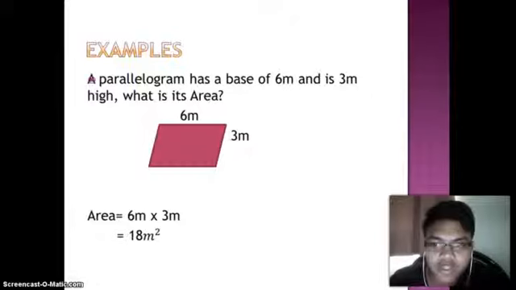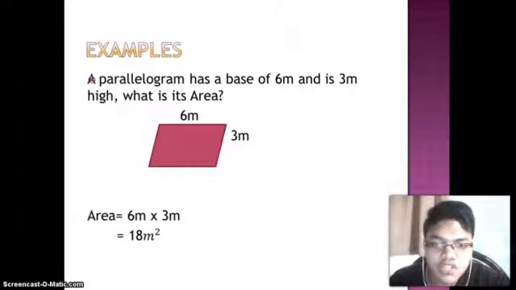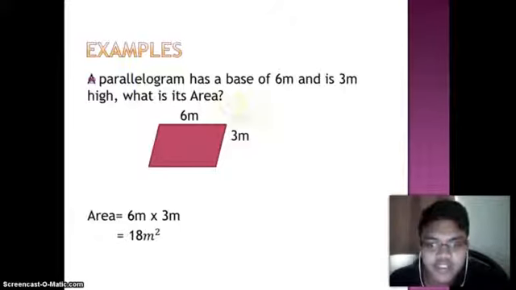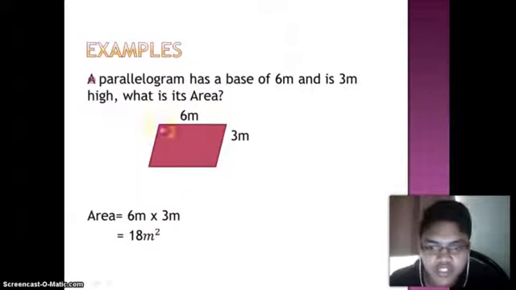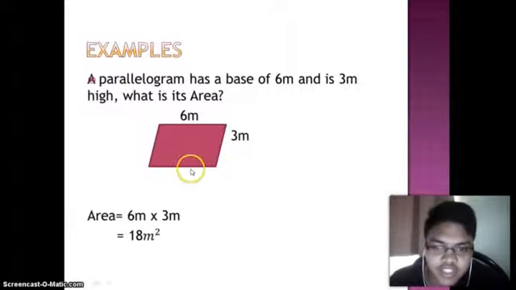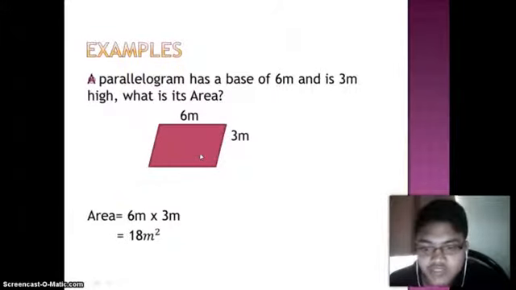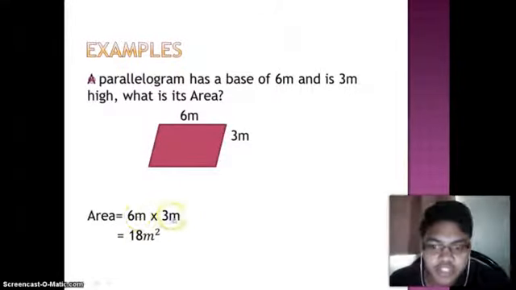I give a question for you. A parallelogram has a base of 6 meter and is 3 meter high. What is its area? As you can see, the base is 6 meter. This base and this base are equal, 6 meter, and this height is 3 meter. So we are going to put it into the formula. Area equals base times height equals 6 meter times 3 meter equals 80 meter square.